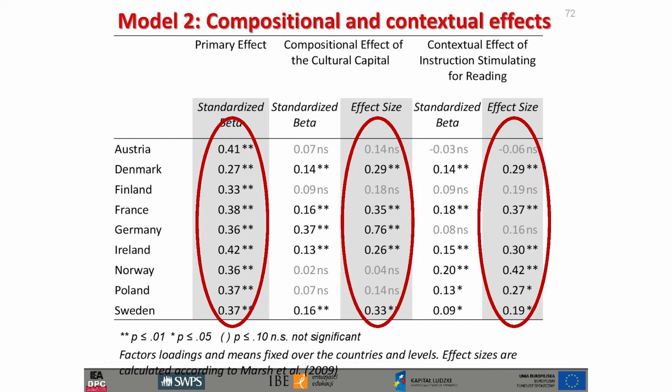The last column indicates the contextual effect of instruction stimulating for reading. So this is on the contribution of school. What can school do to mitigate social inequalities? Namely, we see here that children tend to perform better when teachers stimulate them for reading. So this is, in contrast to this effect, a positive, in terms of context-related positive association. So it's not only positive in numbers, but also positive in meaning, right? So that means that teachers' methodology or teachers stimulating for reading matters for achievement. So teachers can do something about it.